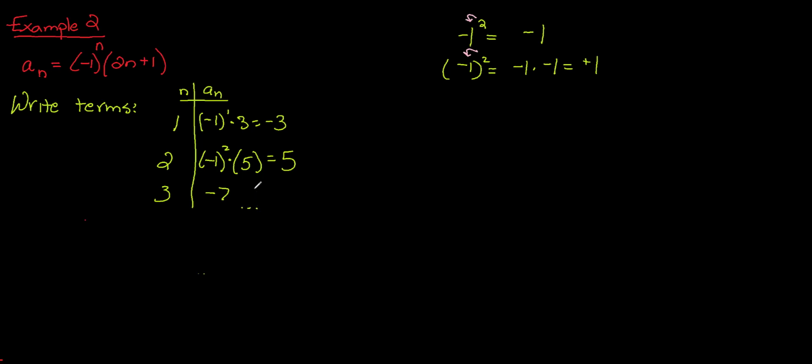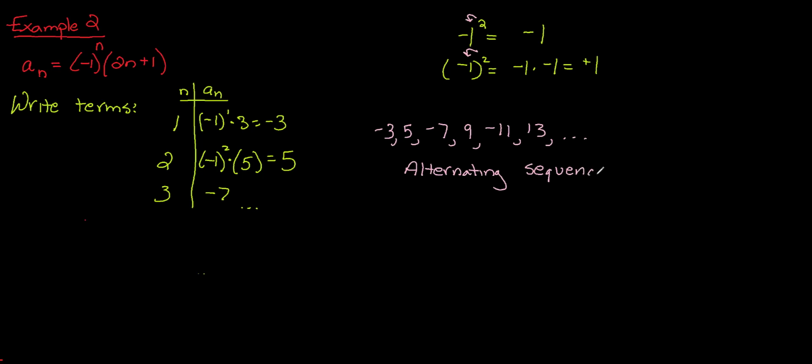So if I write out the terms of my sequence, I'm getting -3, 5, -7, 9. Do you see a pattern? I'm alternating in sign, so this is actually called an alternating sequence. It's not increasing, it's not decreasing. In this case, it's alternating. And it's a bunch of odd numbers.